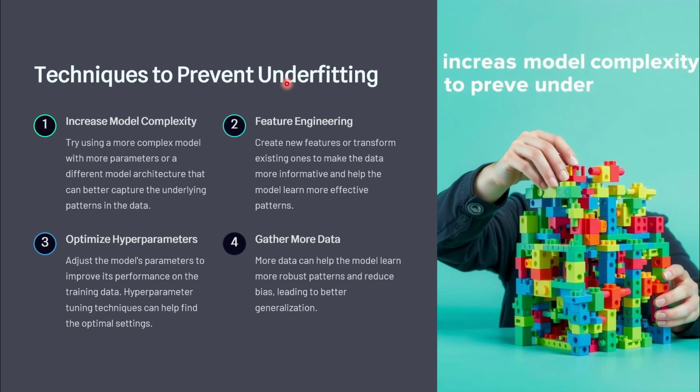Optimize hyperparameters. Hyperparameters control how your model learns. Tuning them, such as adjusting learning rates or increasing the depth of trees in a decision tree, can help the model learn more efficiently.